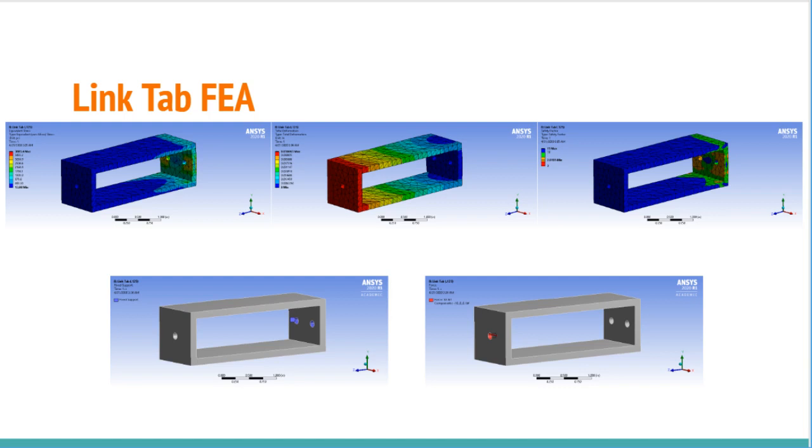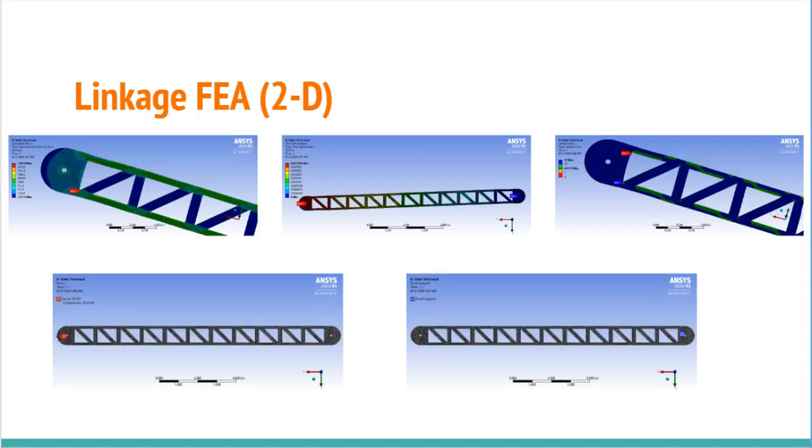The link tab was set to be the failure mode in our system, giving us a factor of safety of 2.02 as the minimum, a total deformation of 0.056 inches, and a von Mises stress of 3,885 psi. The second failure mode was the linkage, giving us a minimum factor of safety of 4.9, a deformation of 0.025 inches, and a total von Mises stress of 1,595 psi.